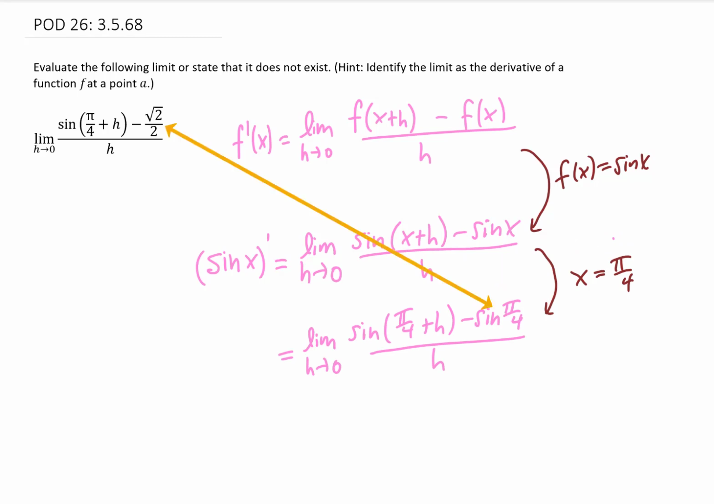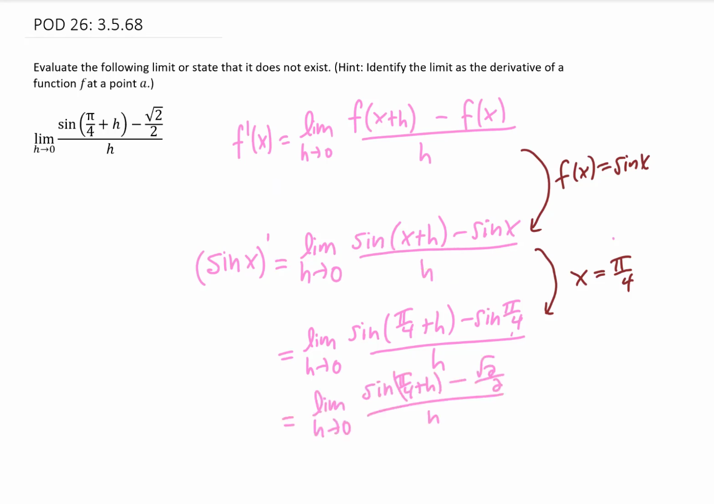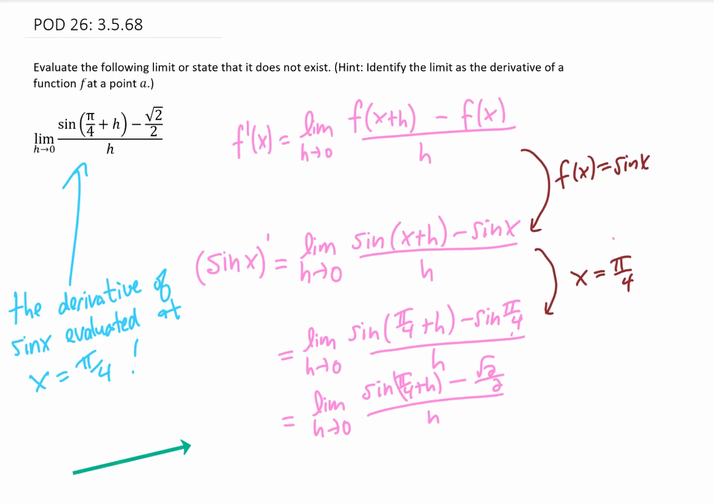The only difference is here we have a sine of pi over 4 and here we have a square root of 2 over 2. But hey, the sine of pi over 4 is the square root of 2 over 2. So what that means is this limit represents the derivative of sine of x, evaluated then at x equals pi over 4. If we wanted to, we could have written that as the sine of x prime, then evaluated at x equals pi over 4.